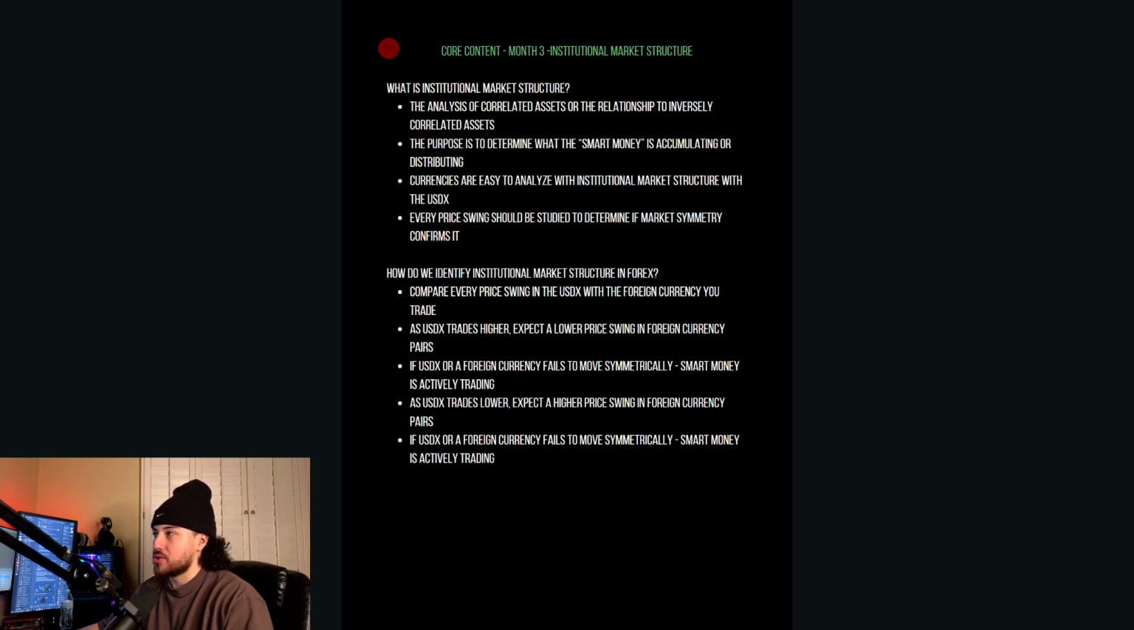Month 3, institutional market structure. What is institutional market structure? The analysis of correlated assets or the relationship to inversely correlated assets. The purpose is to determine what the smart money is accumulating or distributing. Currencies are easy to analyze with institutional market structure with USDX, and every price swing should be studied to determine if market symmetry confirms it. How do we identify institutional market structure in Forex?